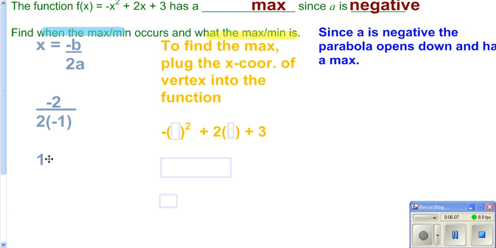Well, to go ahead and find out what your maximum or minimum is, that's the y-coordinate of your vertex. So we need to take our x-coordinate of our vertex and just plug it in here and here. So we plug in 1, simplify it down, we get negative 1 plus 2 plus 3, so we get 4. So when does our maximum occur? When x is 1. What is your maximum? It's when your y value is 4.